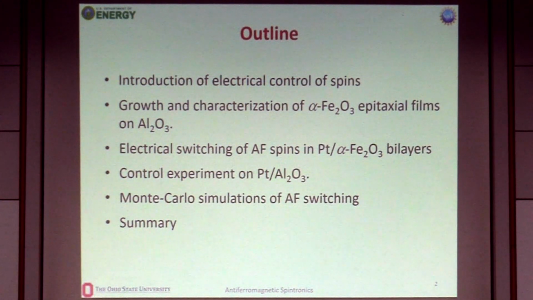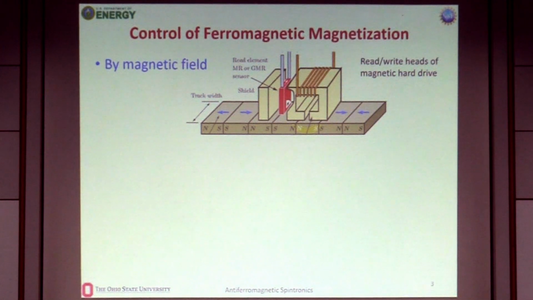So I don't have to give much introduction about the electro control of the spins, including the antiferromagnetic spins. So I'm going to give a quick introduction about how we grow our films, and then the characterization of the quality of the hematite films, and then our experiments on the electrical switching, and then the control experiment, as well as the Monte Carlo simulation about the switching process. So I'm going to start with this.